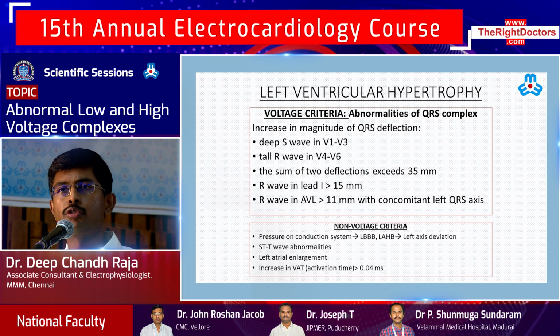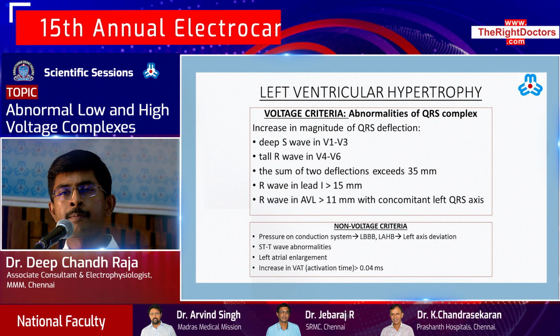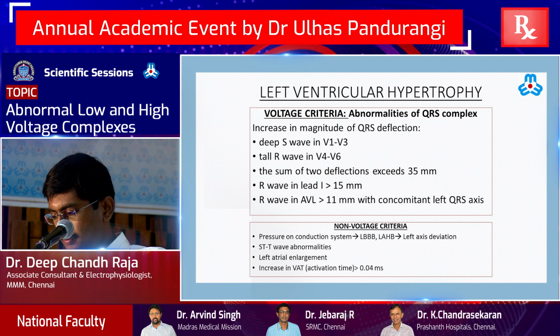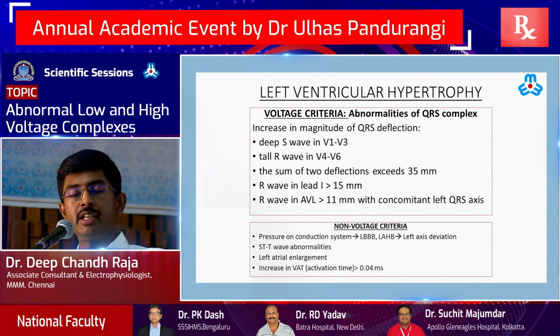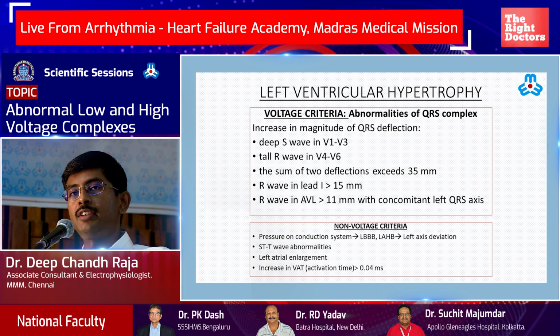As I told you, you look for tall R waves in the lateral chest leads. That's where the left ventricle is, V4 to V6. And correspondingly, the anterior chest leads would have deep S waves. Again, there are non-voltage criteria, which are very important. In fact, Dr. Ullas is going to give a talk next month on non-voltage criteria of left ventricular hypertrophy.